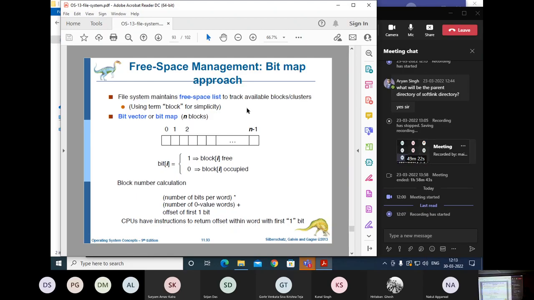Okay. So what is the most basic way of doing that? You scan, linear scan, simple. Linear scan is expensive. And the fortunate thing is that there is a way to do this not by bit, but word by word. How? Because getting the first one in a word is something that the CPU will provide you.